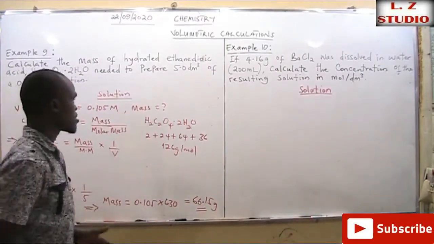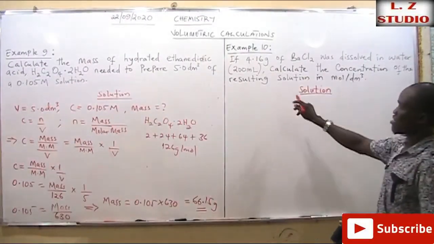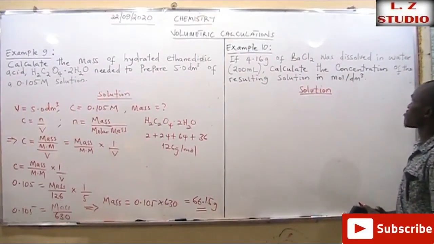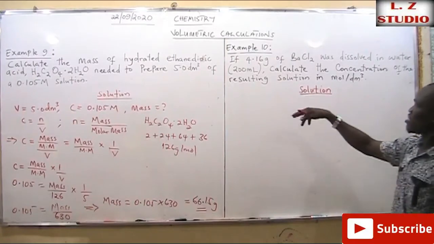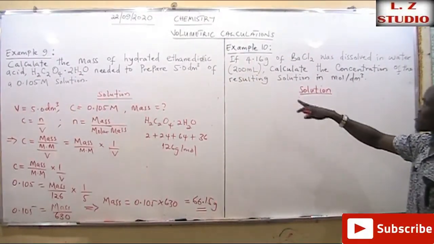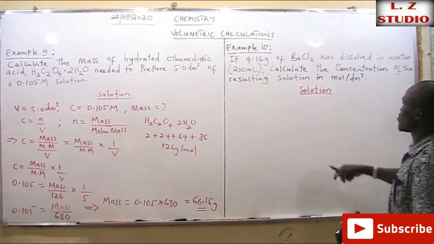So that takes us to example 10. Example 10 says that if 4.16 grams of barium chloride was dissolved in water, which the volume given is 200 milliliters, so we have to calculate the concentration of the resulting solution in moles per dm cube.